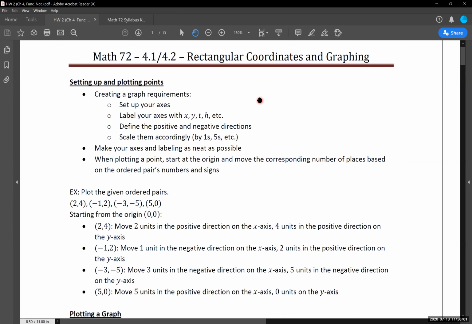Okay, so this is everything for our 4.1 and 4.2 material. I'll end our recording here and then take any questions that you guys have from there.